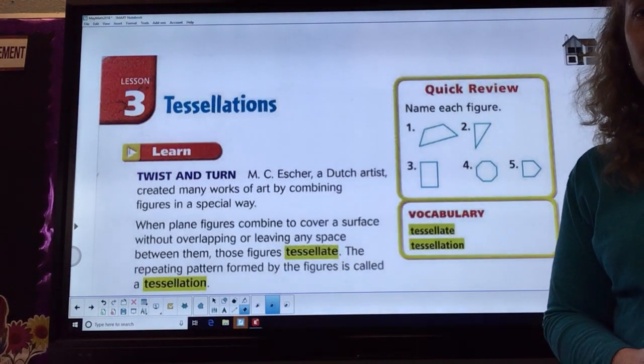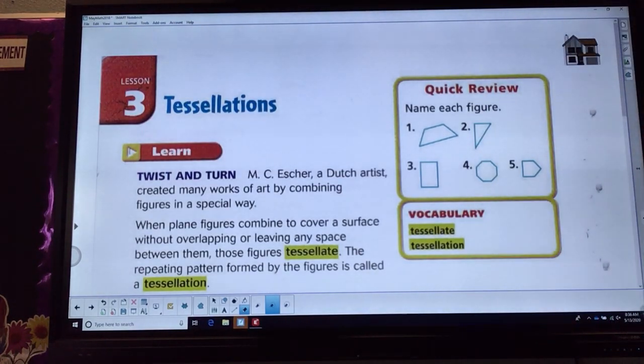Hi, third grade. Miss Comer's here, and this is our math lesson for Monday, May 18th. It's lesson 21.3 on tessellations, and it's in your blue math book, pages 430 through 431.